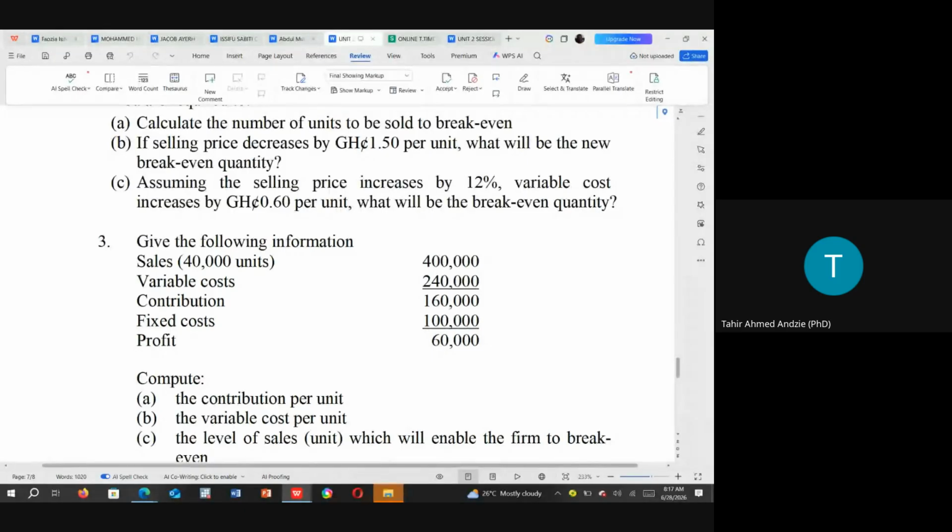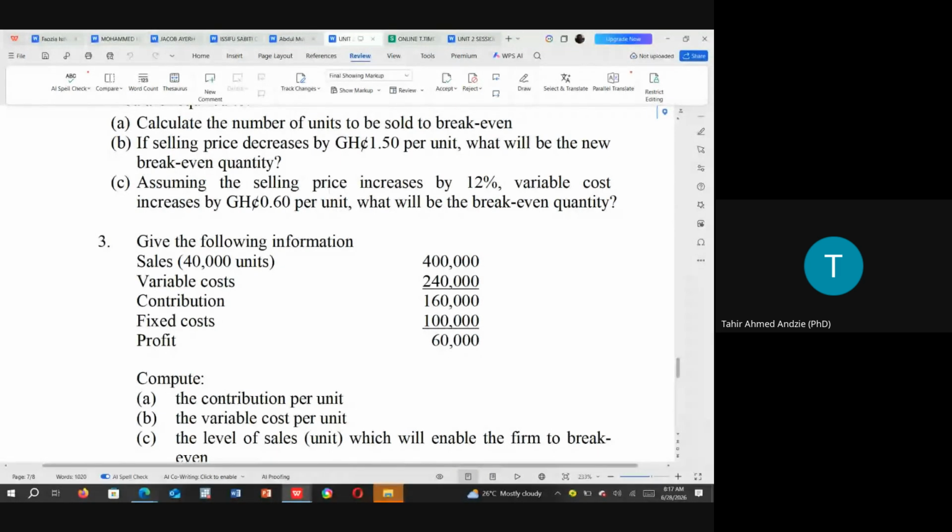And then how did we get the new variable cost? It is 9 plus 0.6, and that gave us 9.6. So now for your new contribution, you just have to put the information in to calculate the new contribution, and then you can fit it in the formula and get the answer.